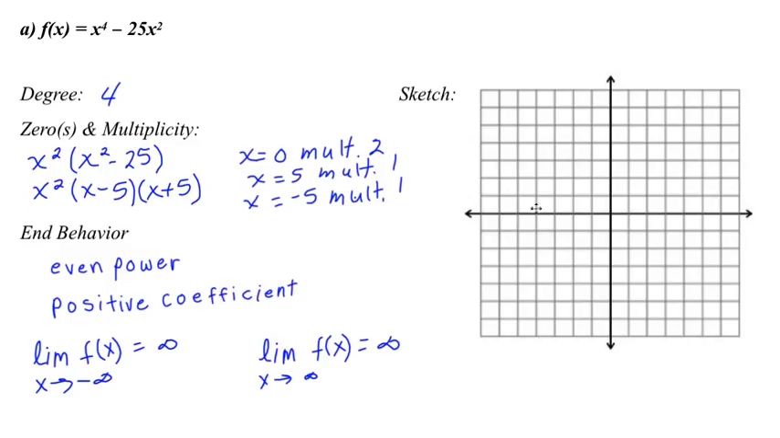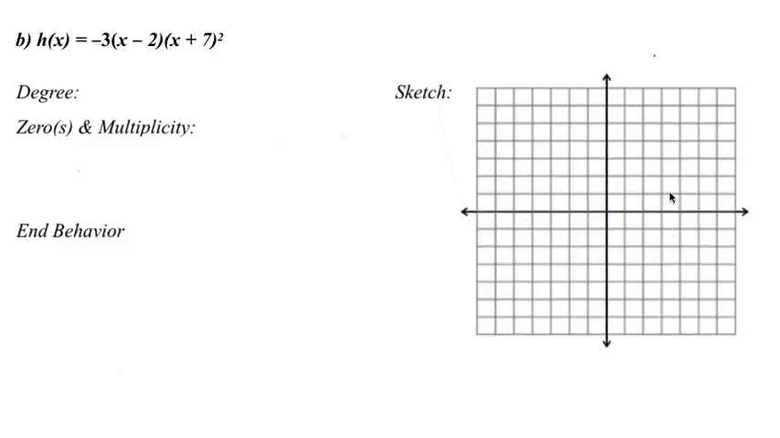So let's go ahead and sketch this thing and see what it looks like. So we want to make sure that we have our end behaviors both going to positive infinity. At x equals 0, it does not cross the axis, but at x equals negative 5 and positive 5, it does cross the axis. So there's a rough sketch of what that might look like. Here's another example. See if you can try this one on your own. Pause the video, and then I'll give you the answers when you come back.